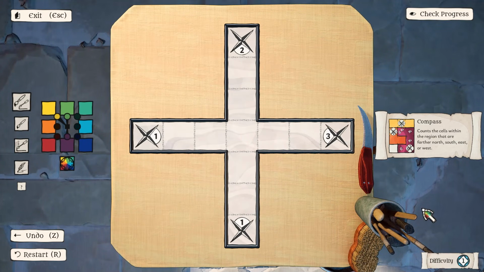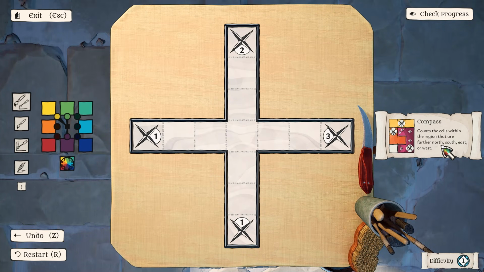Compass counts the cells within the region that are farther north, south, east, or west. What the heck does that mean? Counts the cells within the region that are farther north. Farther than what? Counts the cells within the region that are farther north. Okay, you just mean than it.